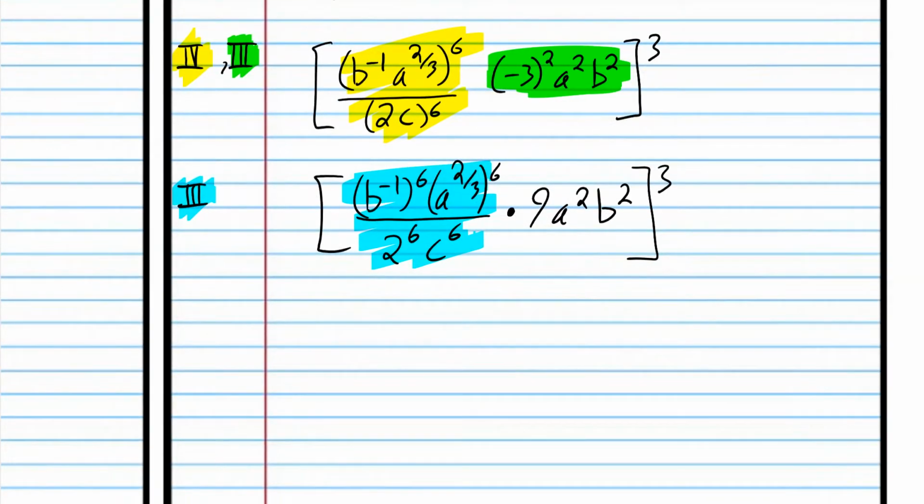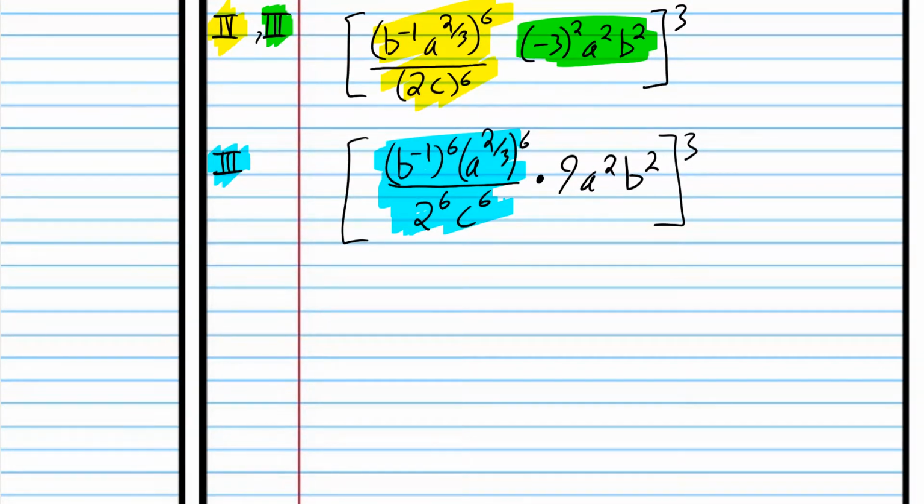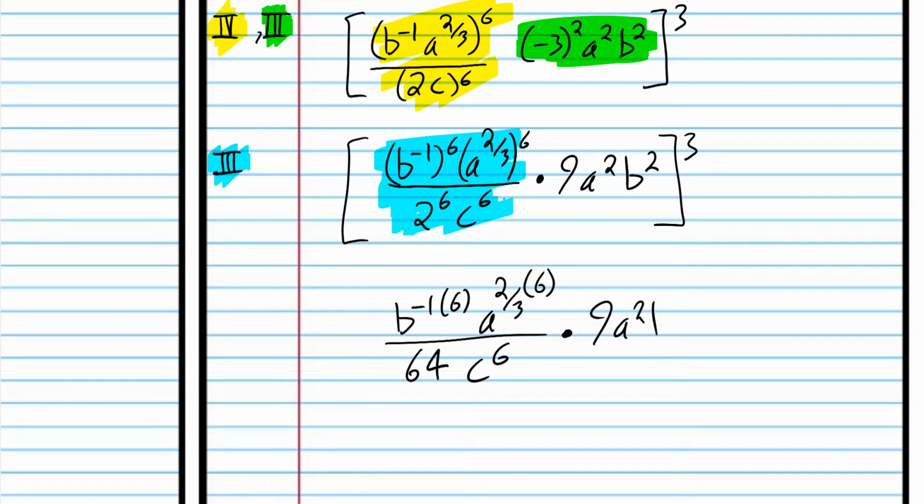Continuing to simplify. Let's see, we are going to use rule number 5. Make sure these brackets are big enough they cover the whole thing. So rule number 5 tells us we're raising a power to another power. We multiply the exponents. And 2 to the 6th power, that's just going to be 64. You can do that in your calculator if you need to. 9a squared b squared.